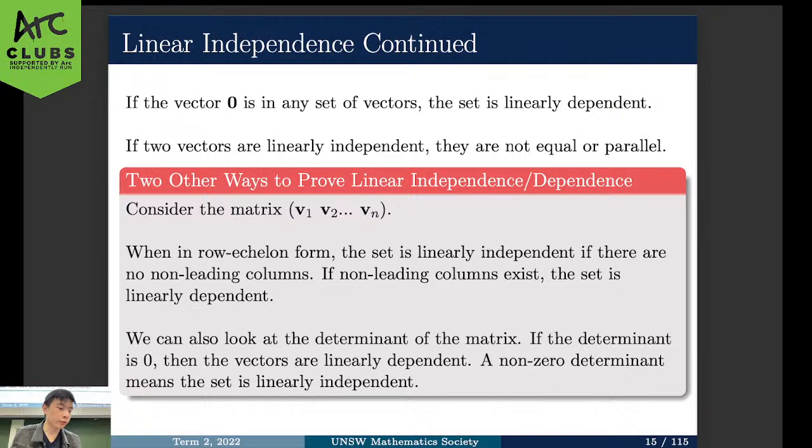So how do we prove linear independence or dependence? We essentially consider a matrix in the form of this, and there are two ways that we can do it. The first way is if we put it into row echelon form and there are no non-leading columns, then it's linearly independent. And if there are non-leading columns, then the set is linearly dependent. The other one is if the determinant of this matrix is equal to 0, then the vectors are linearly dependent. And if there is a non-zero determinant, then it's linearly independent.